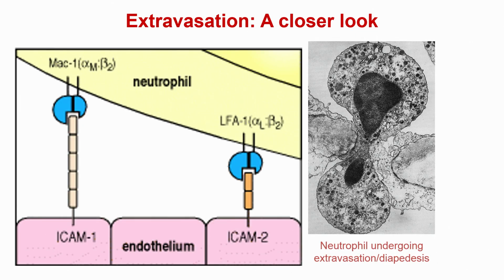This is just a closer look. Again, there are several different types of receptors: you have ICAM1 and ICAM2, the selectins we already talked about, and some integrins that are involved. What you see here is an actual SEM image of a neutrophil undergoing extravasation through these endothelial cells. You can actually see how these cells squeeze through and come out on the other side.